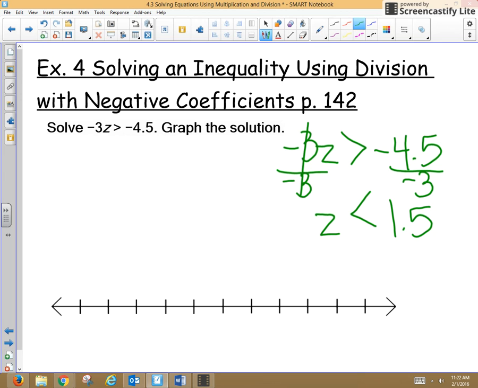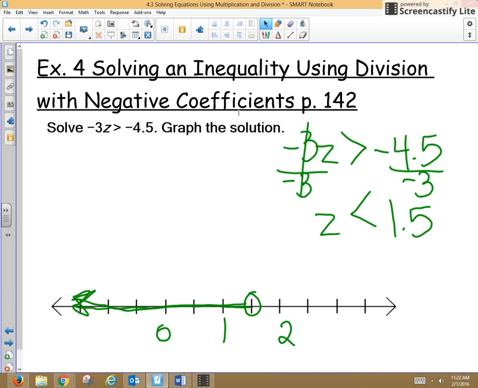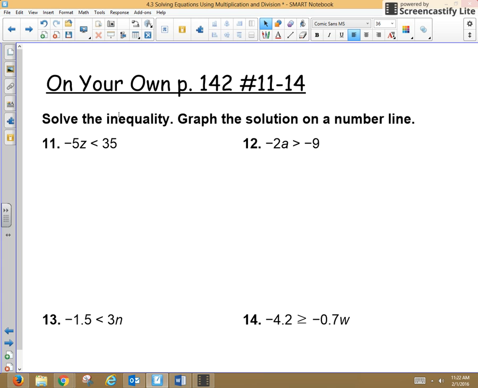So now I'm going to graph. Here's my graph. Here's 0. There's 1. There's 2. 1.5 is here. So if z is less, I'm going to shade it to the left on the number line. Okay. Notice my open circle because z does not equal 1.5. It is less than 1.5. Now I'd like you to try 11 through 14 on your own. Graph the solution on a number line on your piece of paper.